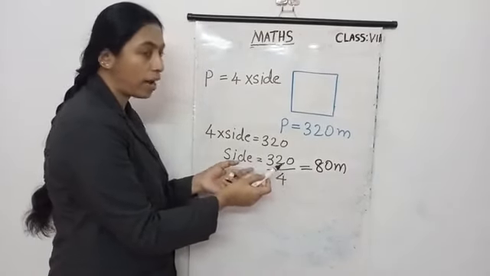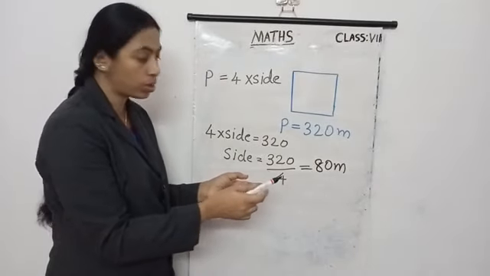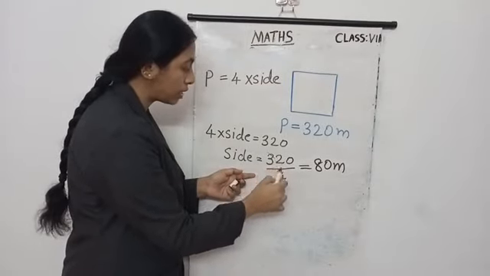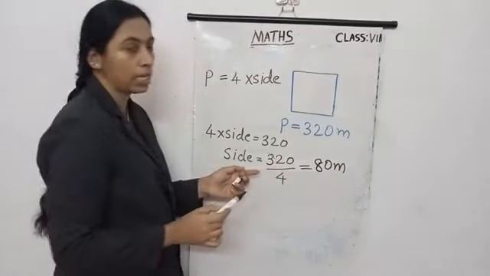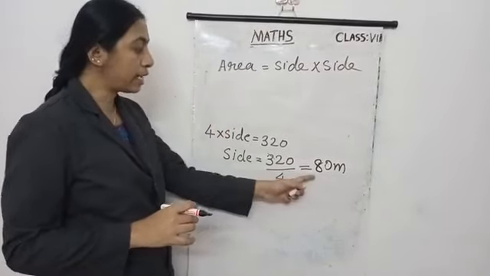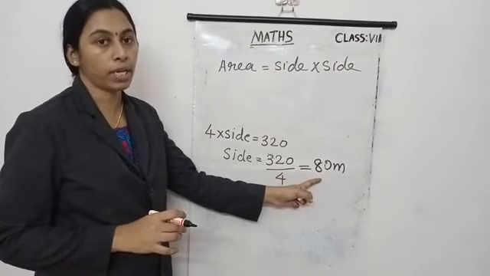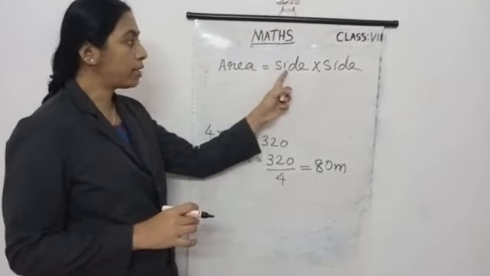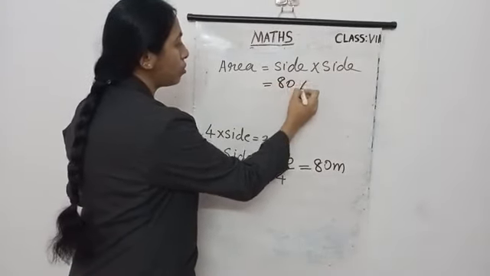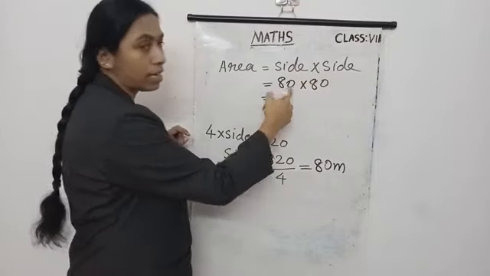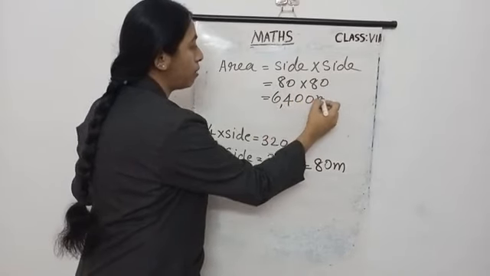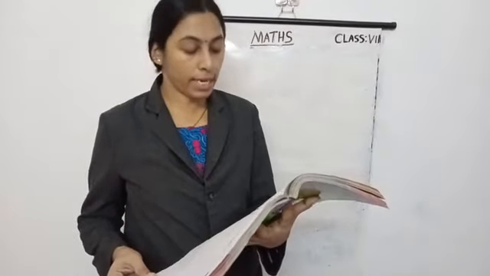You can divide using mind calculation also. It is very easy. So 8 fours are 32. Then this 0. So we get 80. Understood? So now we get the side of the square as 80 meter. Now area is equal to side into side is equal to 80 into 80. 8 8s are 64. So answer is 6400 meters square. Next question 3.